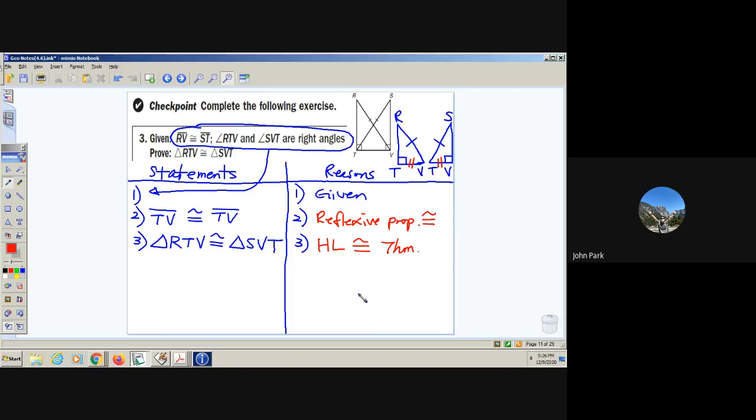So using HL sometimes could be easier because you only have to know that the two triangles are right triangles. And then you just have to make sure that the hypotenuses are congruent. And then just the one side, which we call leg, is congruent. And so that's how we establish two triangles are congruent using HL congruence theorem, which is for the right triangles only. Okay? All right. Thank you.